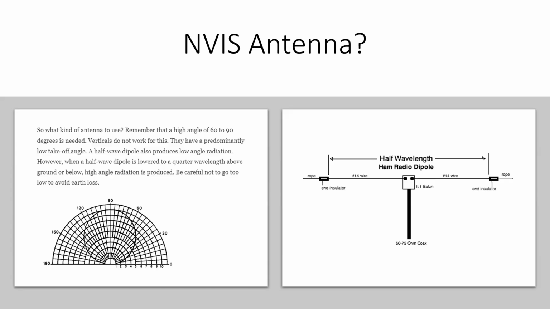Of course, a vertical, however, does not have radiation at high angles. It tends to have them at low to medium angles. So it would be a very poor NVIS antenna.